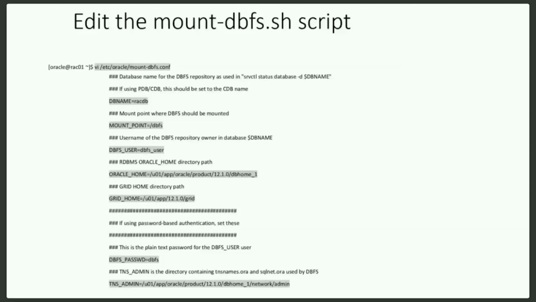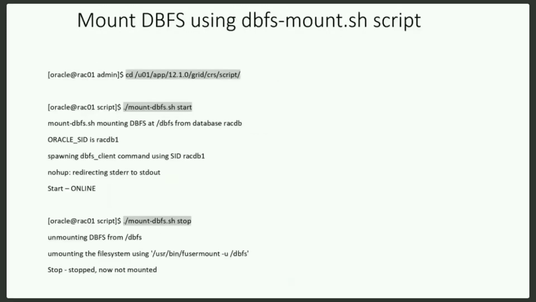So once we have this wrapper script, we need to go and make a few changes. For example, put in our mount point, our database name, our DBFS user, the Oracle home, our grid home, and the DBFS password. What it does internally is use these details to connect to the DBFS file system. So that's how we specify the Oracle home and the database and other things. So this is the mount-dbfs.conf, copy it to /etc/oracle.